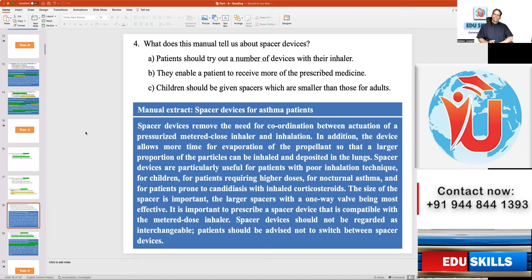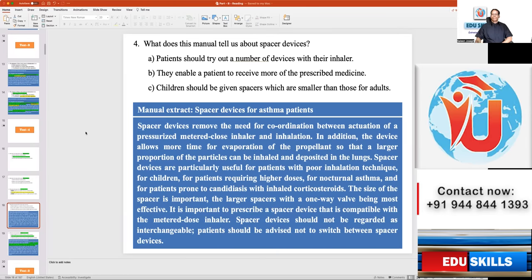Spacer devices remove the need for coordination between actuation of a pressurized metered dose inhaler and inhalation. In addition, the device allows more time for evaporation of the propellant so that a large proportion of the particles can be inhaled and deposited in the lungs.